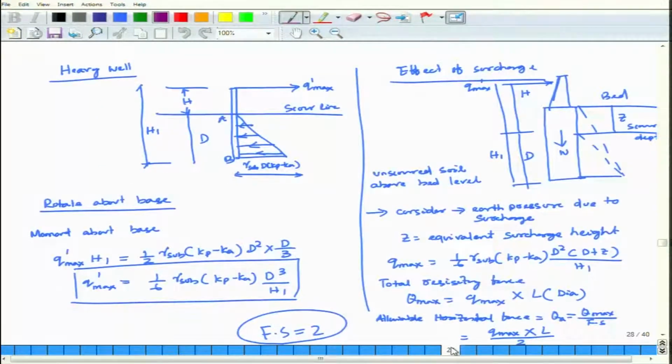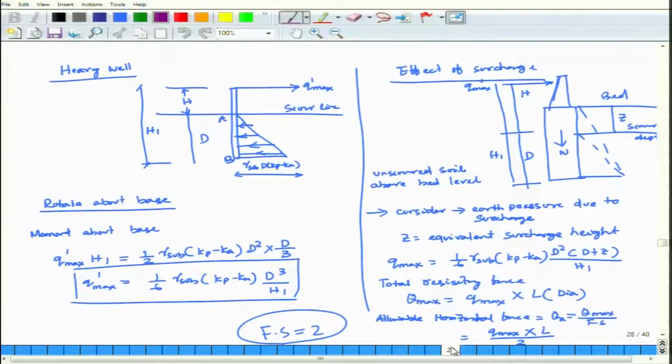Then heavy well. In the heavy well the assumption is not like light well, the rotation will be at the base, and the heavy well will rotate about the base, and factor of safety is equal to 2. Then the second part is the effect of surcharge.